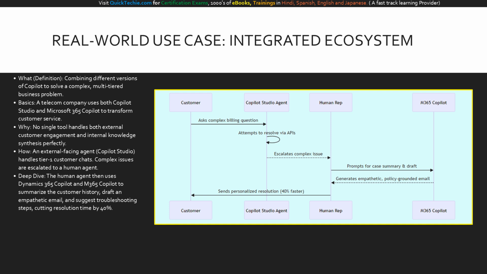Let's follow the data flow in our final sequence diagram. The customer initiates contact with the Copilot Studio agent, which attempts resolution using back-end APIs. When it identifies a complex issue, it escalates to the human representative. The human rep doesn't start from scratch. They immediately turn to M365 Copilot, prompting it for a case summary and a draft response. M365 Copilot leverages internal knowledge to generate an empathetic, policy-grounded email. The human rep reviews and sends the final resolution. By utilizing the right version of Copilot at the right stage of the workflow, the company achieves a 40% faster resolution time, proving the massive ROI of a well-architected AI strategy.